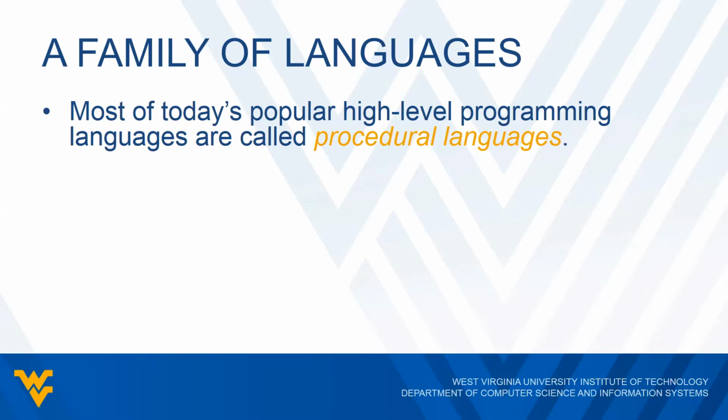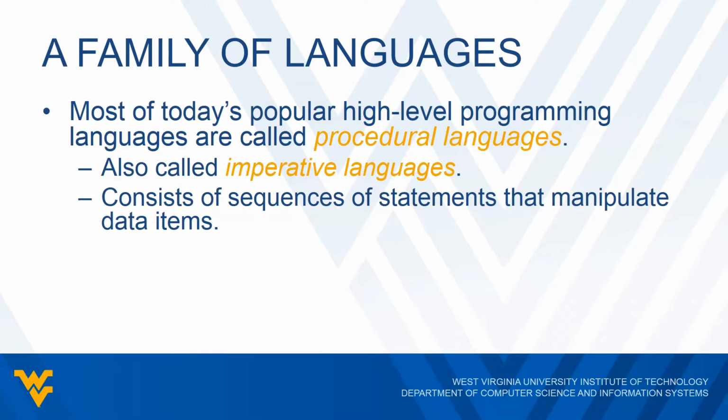Most of today's popular high-level programming languages fall into the same philosophical family. These are what we call procedural languages. These are also called imperative languages. The idea is that a program written in a procedural language consists of sequences of statements that manipulate data items. So the programmer's task is to devise the appropriate step-by-step sequence of imperative commands, and these commands are instructions in that programming language. So we come up with this step-by-step sequence of commands that, when carried out by the computer, would accomplish our desired task. And these procedural languages do follow from the von Neumann architecture that we've talked about before.